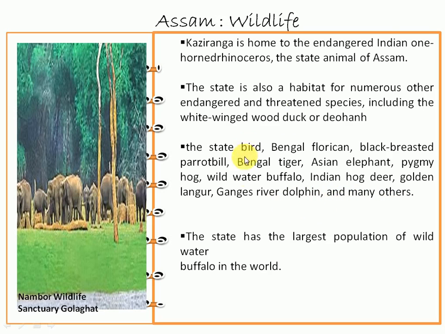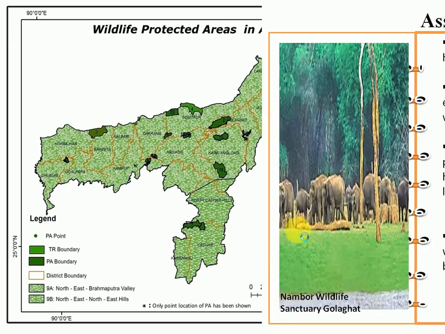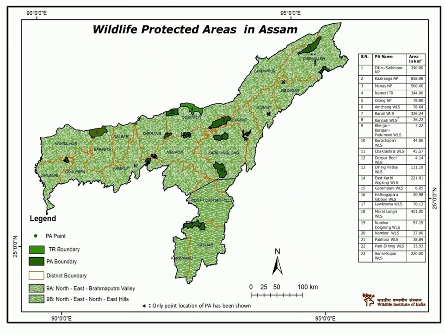So there are very important facts in these lines, like the dolphin is also found in the state. The state bird Bengal florican, the name is like this. So these are very important, and you have to remember this. The state has the largest population of wild water buffalo in the world. So this is also an important fact about the state. And it's very rich in biodiversity, flora and fauna.